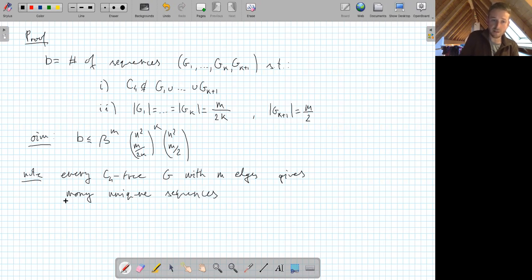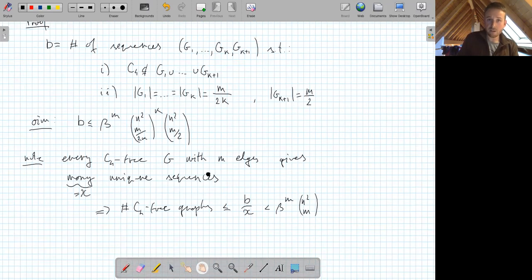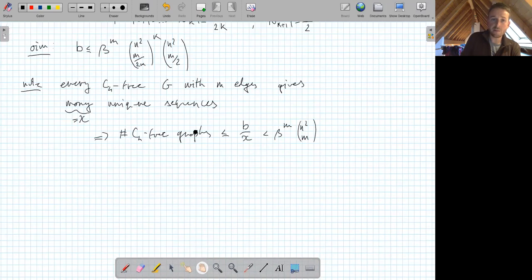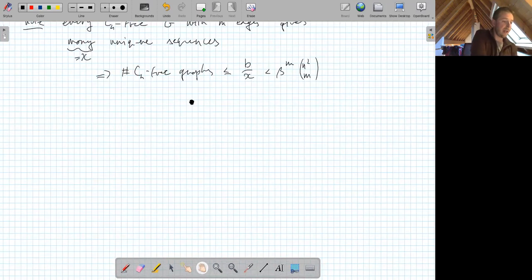right? By many, that's some X, and therefore we know that the number of C4 free graphs is at most beta to the X, and if you play the numbers correctly, you get this is beta to the M and square choose M. Okay, so we get rid of looking at a single graph. Now we can look at the sequence, and let me show you how you benefit from looking at the sequence.